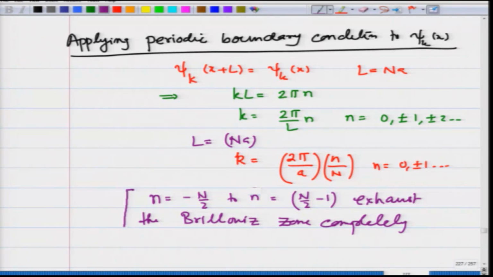So, that part I am saying, and I want you to verify it by writing it explicitly on paper. When you go from small n equals minus N by 2, that means you start with k equals minus pi by a, and you go all the way up to small n equals N by 2 minus 1. That means you go all the way up to pi by a minus a very small number, because capital N, remember, is very large. So, then you exhaust the complete Bloch zone and you specify the wave function completely by doing so.